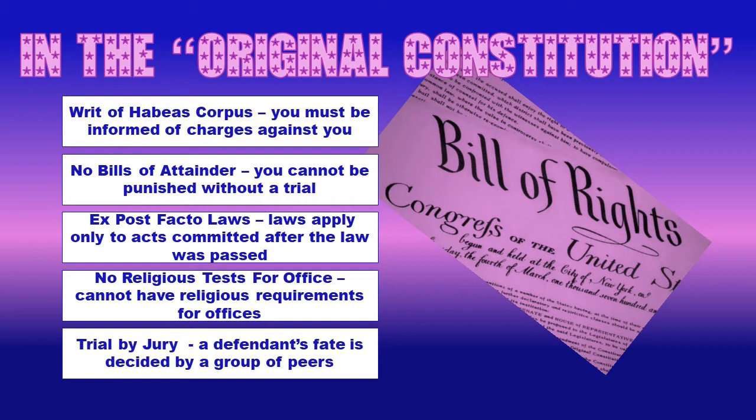Now, the writ of habeas corpus means basically that there must be a reason for you to be detained and that you are made aware of this reason. So you must be informed of why the state is attempting to detain you. And this is usually in the form of, like, you are brought before a judge and informed of the charges against you in a modern setting.